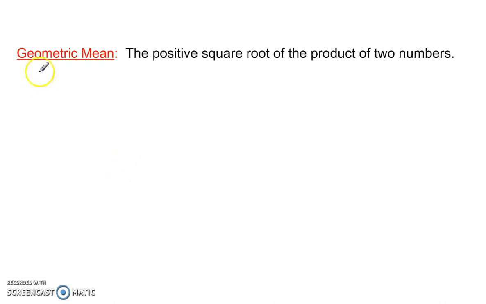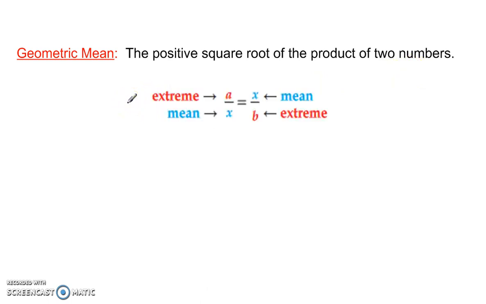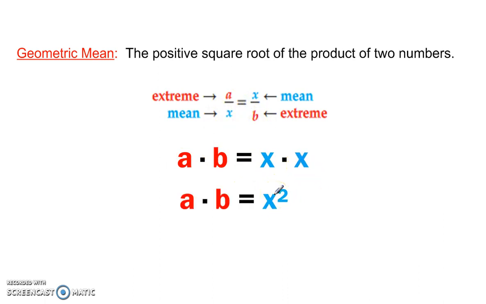The geometric mean is the positive square root of the product of two numbers. If you want to see how that comes about, here's the ratio we just had. In order to solve this ratio, we're going to cross multiply. So I'll bring the b over there and the x over here. I get ab on this side and x times x here. Well, x times x is x squared. If I want to solve for x, I have to take the square root. So square root each side, and then I get this resulting equation down here. That's the positive square root of the product of two numbers.